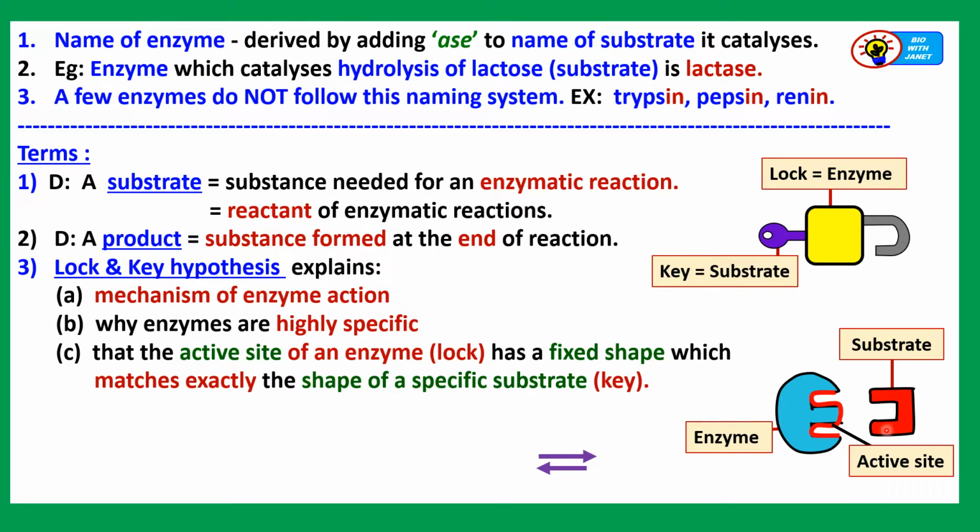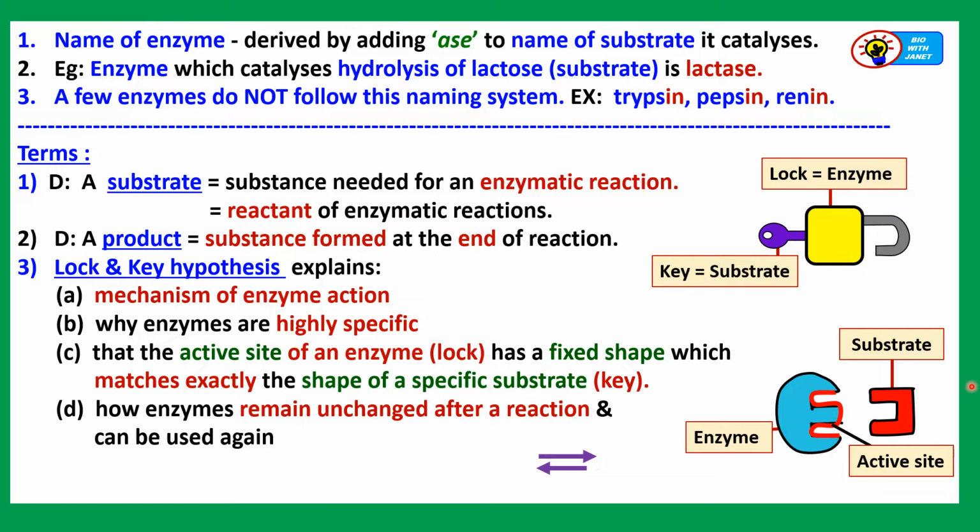Only a specific substrate of this shape can fit into the active site for the reaction to occur. If the substrate has a different shape that cannot fit into this active site, then the reaction cannot occur. So this shows you that enzymes are highly specific in this lock and key hypothesis. Next, it also explains how enzymes remain unchanged after reaction and can be used again, as we will see afterwards, right? That enzymes remain unchanged after reaction.